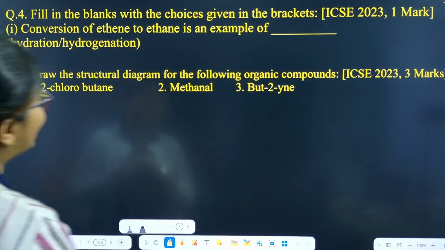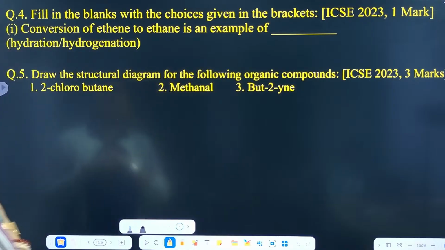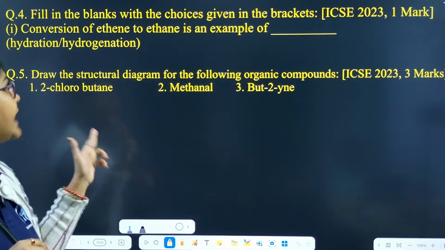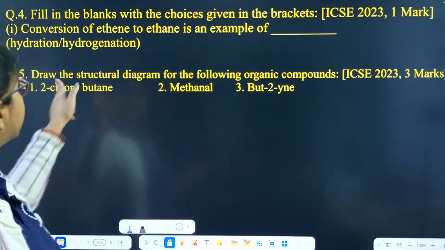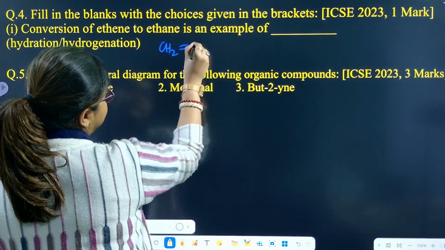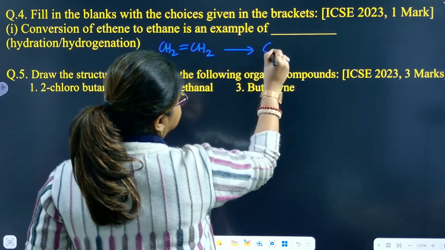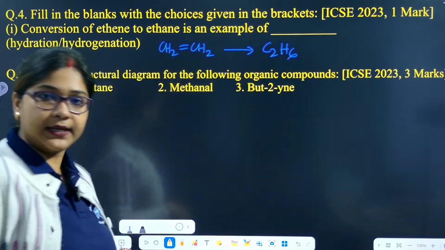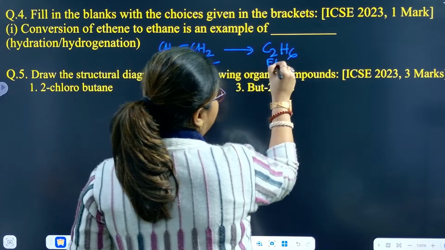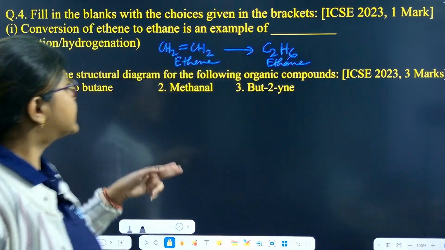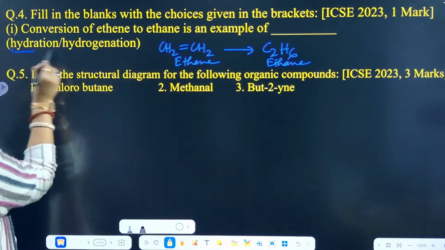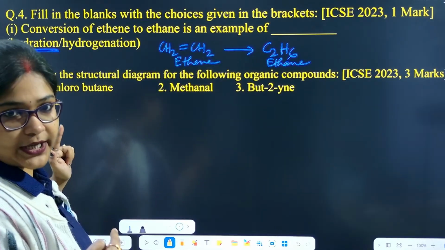Fill in the blanks with the choices given in the brackets. Conversion of ethene to ethane is an example of hydration or hydrogenation. What is it? Ethene to ethane. This is the conversion: this is ethene, this is ethane, right? So there was a double bond, this is alkene to alkane. So which type? Hydration means addition of water.